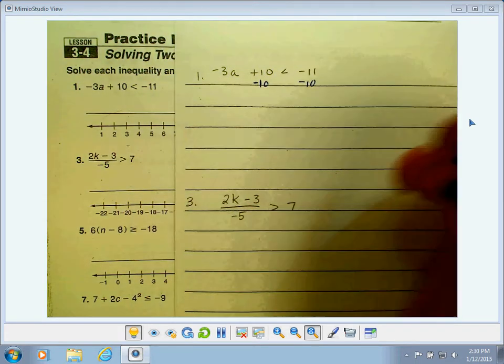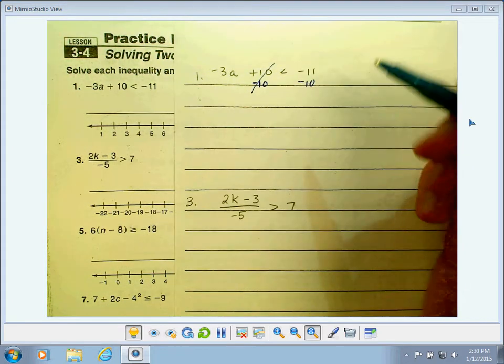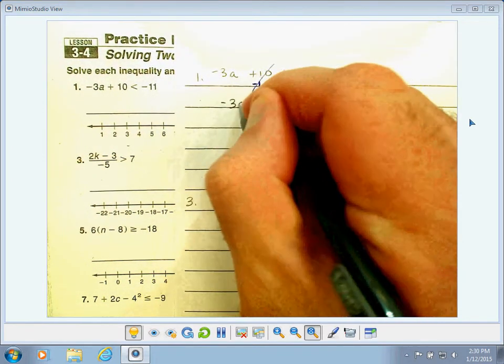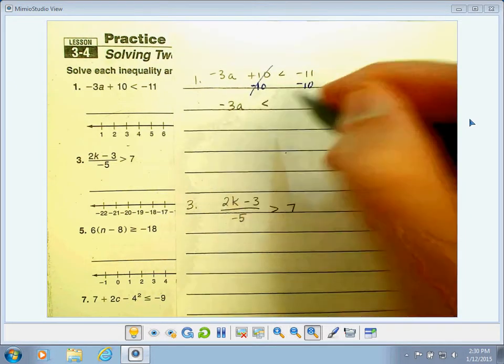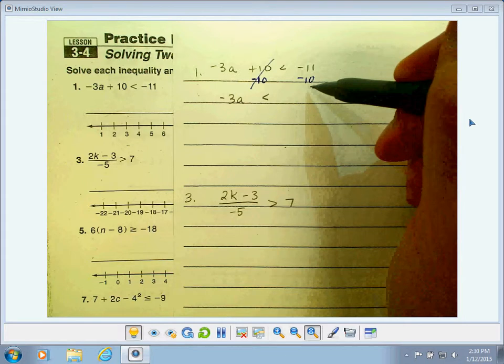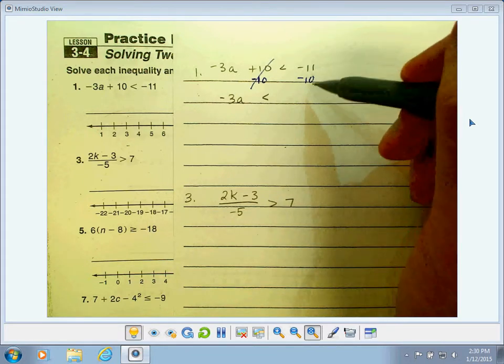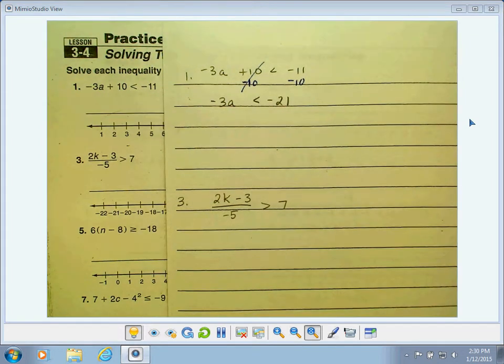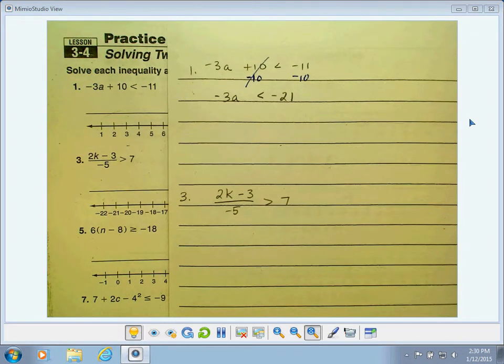And what that will do is cancel the plus 10 out, and that'll leave me with negative 3a on this side. I still have a less than symbol. And then over here, negative 11 minus another 10. It means you're going to go more negative, which takes it down to negative 21. Alright, so now we're left with just the negative 3a.